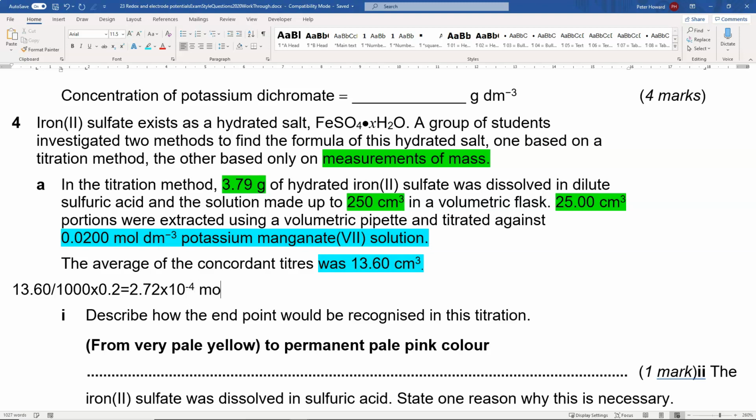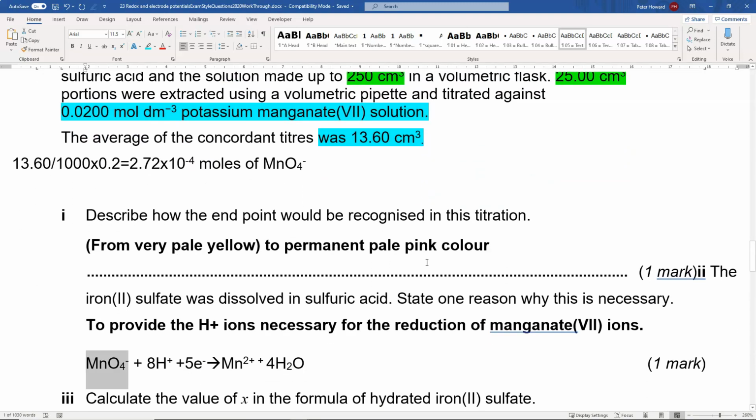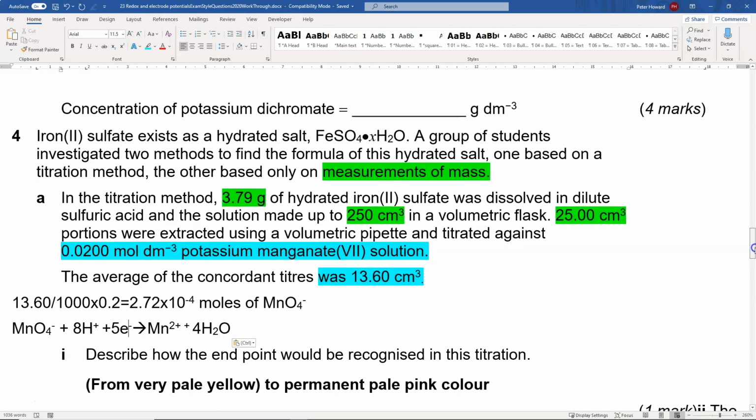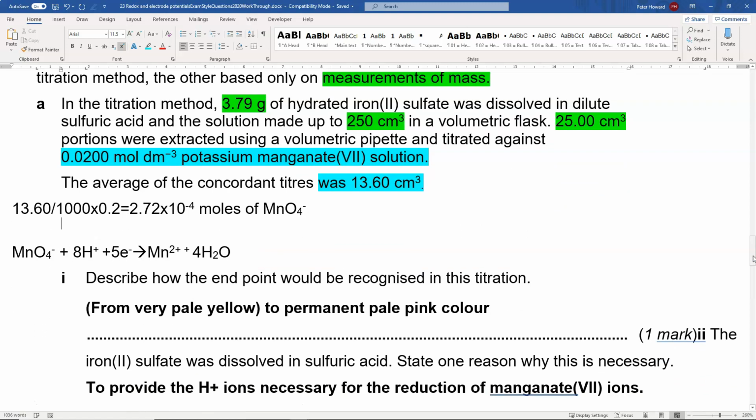Let's just put this in words: moles of KMnO4, or MnO4 minus. So we now need to work out how many moles of iron 2 plus ions, and we'll need to write an equation down, working out the ratio between the manganate ions and the iron 2 plus. The other common oxidation state of iron is iron 3 plus, so it's going to go from Fe2 plus to Fe3 plus, with the loss of 1 electron.